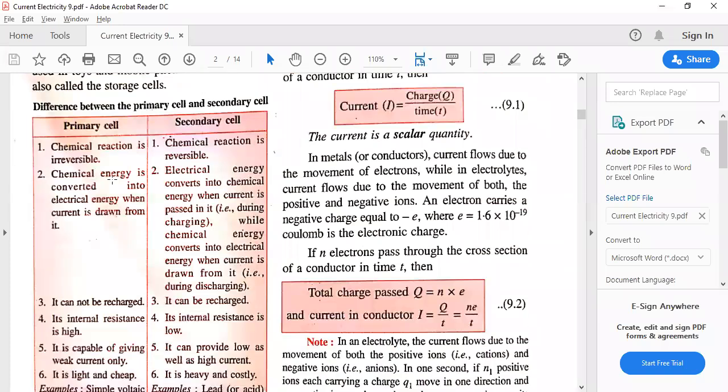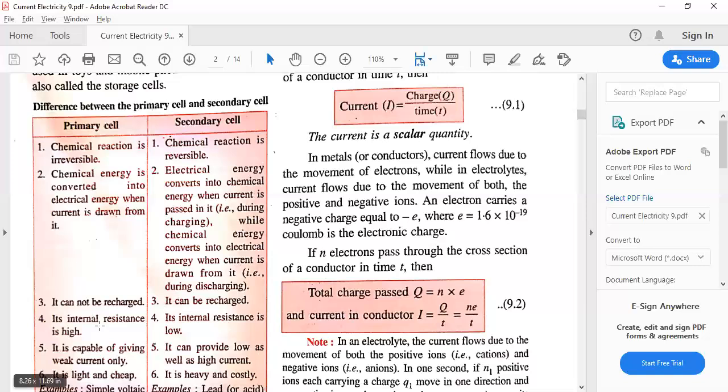Primary is irreversible, secondary is reversible. In primary, we have only one conversion, chemical to electrical, while in secondary you first convert the electrical to chemical. That means you have to first charge it using direct current, and afterwards chemical energy gets converted into electrical energy when the current is drawn. You cannot recharge a primary cell, you can recharge a secondary cell.